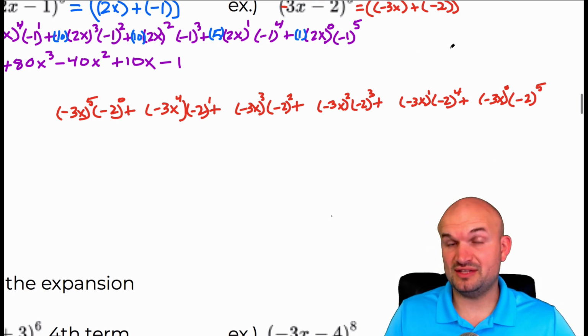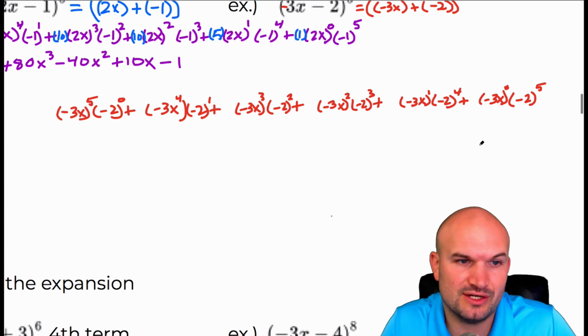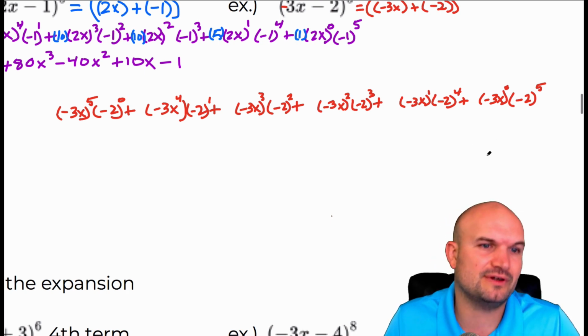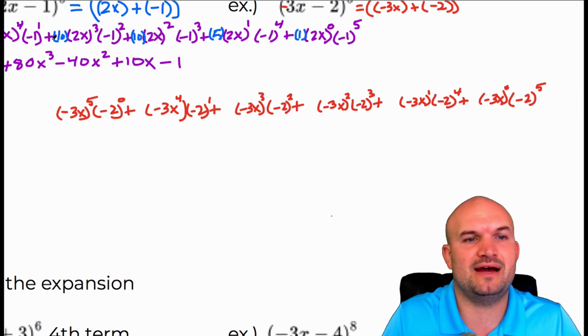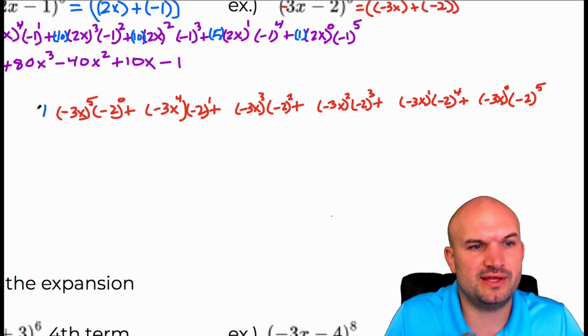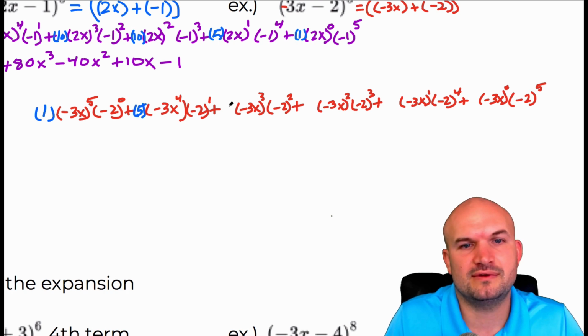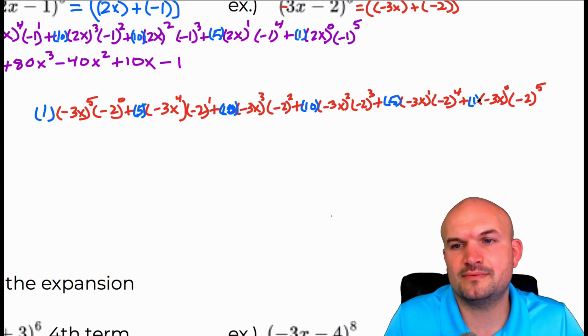Okay, so now we have both negative. Let's see what happens here. So -3 to the 5th, I kind of forgot what that would be. We obviously know that, let's put our coefficients in here first before we start doing that. So that's going to be 1. That's going to be times 5. That's going to be times 10. That's going to be times a 10. That's going to be times a 5. And that's going to be times a 1. Okay, so we have enough terms.